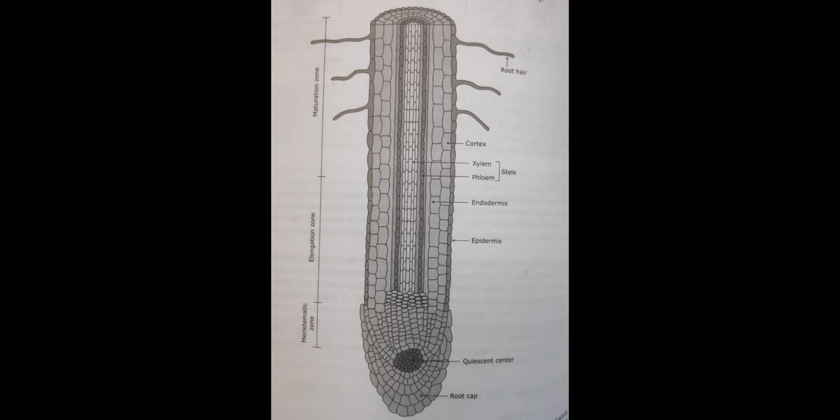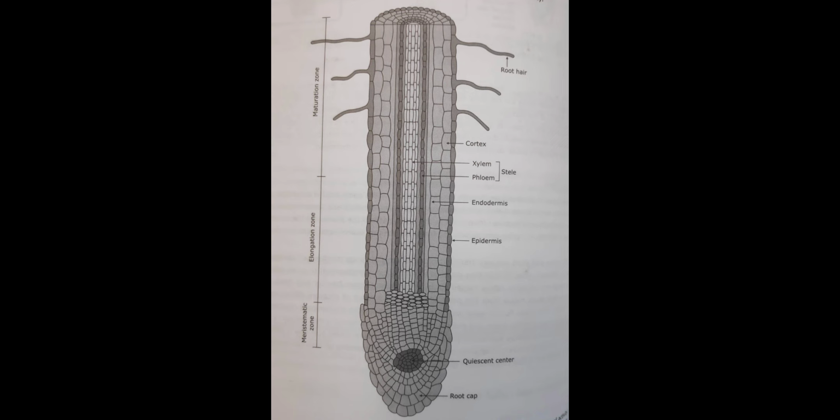A generalized diagram of the apical region of a plant root identifies the three zones of activity: meristematic, elongation, and maturation. The meristematic cells are located near the tip of the root. These cells generate the root cap and the upper tissues of the root.